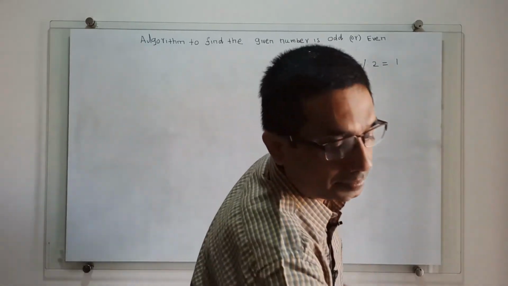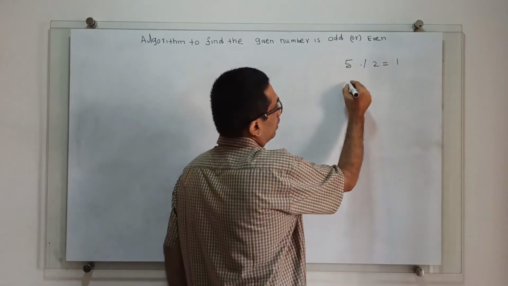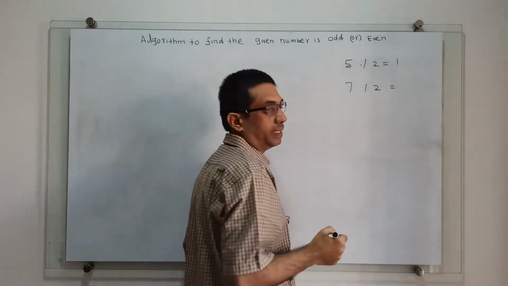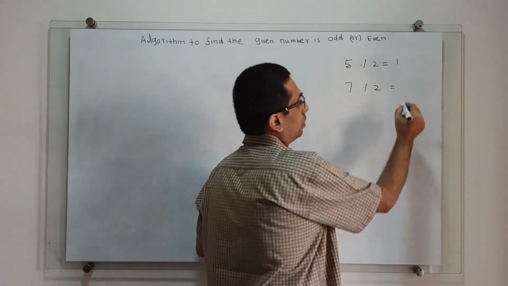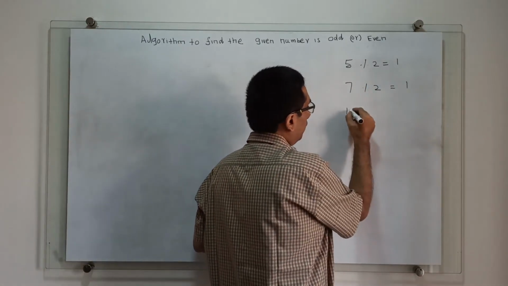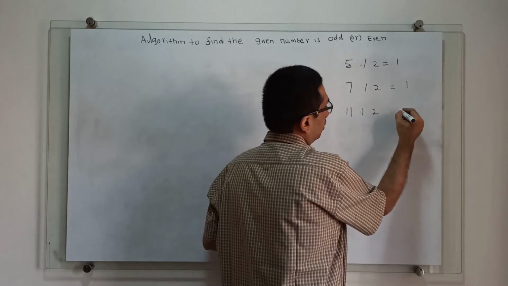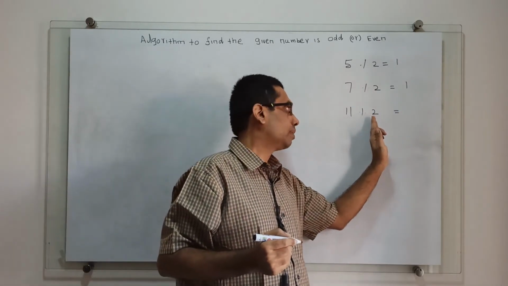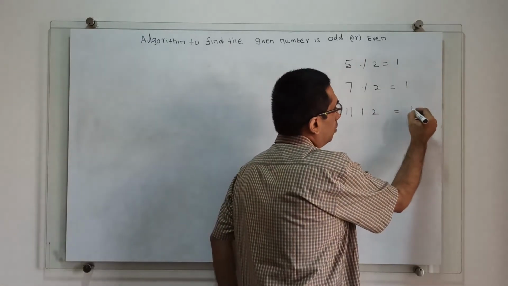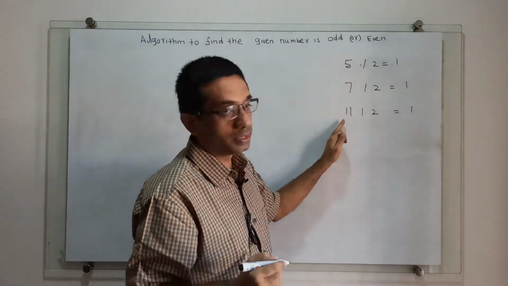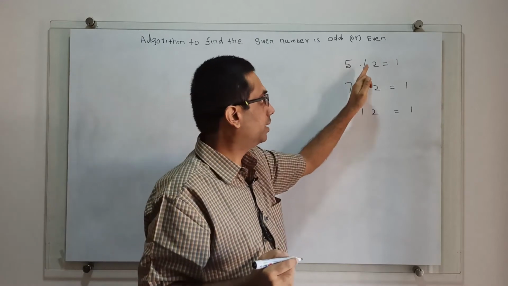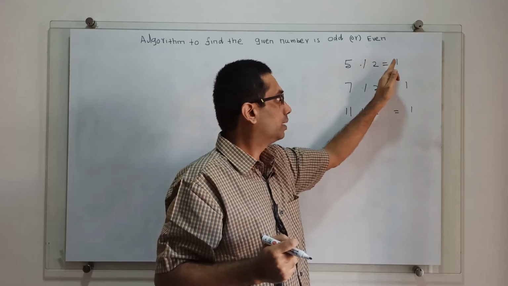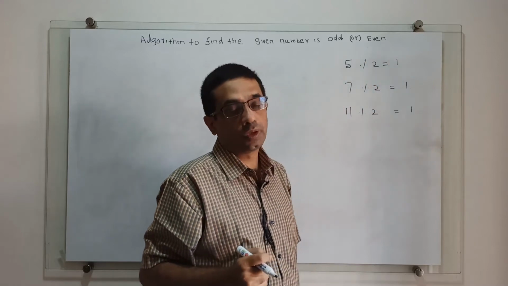Likewise, 7 modulo 2, what is the remainder? 3 times, and the remainder is 1. 11 modulo 2, what is the remainder? 5 times, and the remainder is 1. So these are all odd numbers. When you find the remainder of an odd number divided by 2, the remainder is always 1.